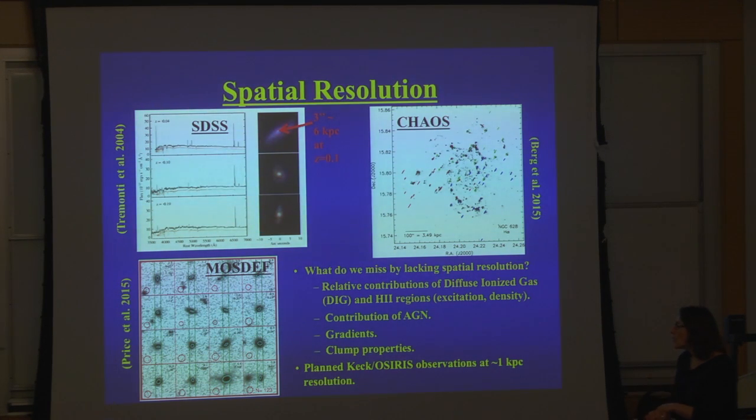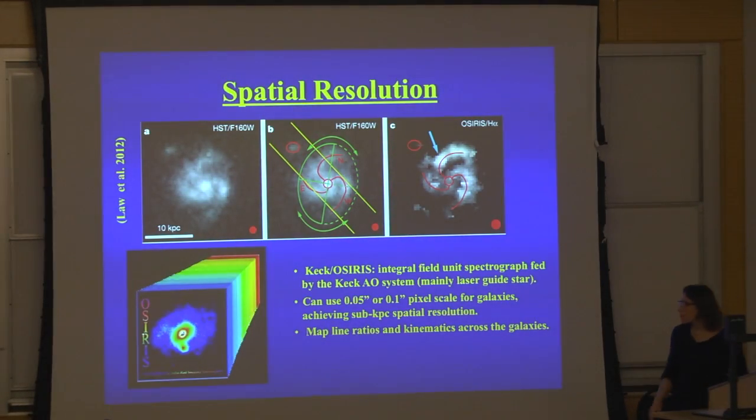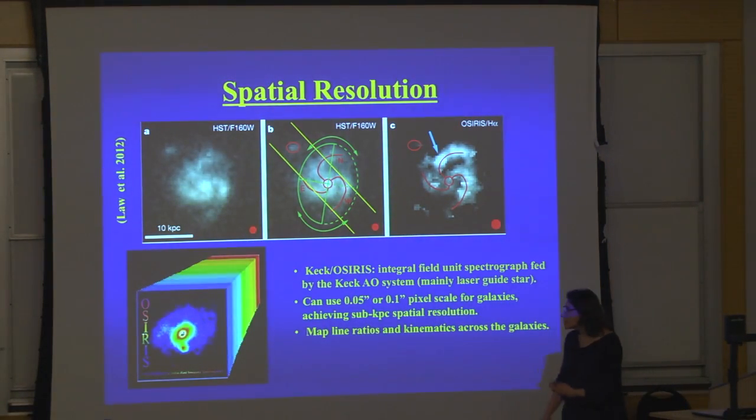And so we're actually in the middle of trying to address these shortcomings by using an instrument called OSIRIS on Keck to get much better resolution than what we have. So rather than several kiloparsecs, we're moving to a resolution of 1 kiloparsec. And we've tried to start doing this. We haven't had such good luck with the weather so far.